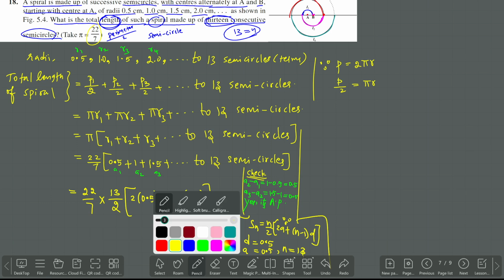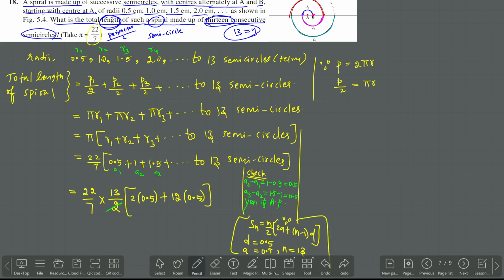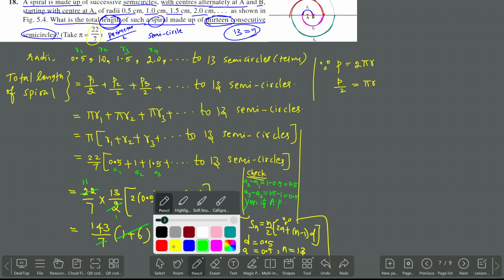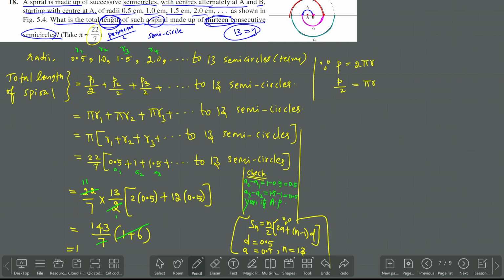So is anything possible to cancel, children, here? 1 times how many? 11. So what is the number I'm getting? 11 into 13, 143. 13 divided by 2... 2 into half is 1. Very good. 2 into half 1. 12 into half 6. Then 1 plus 6, then we can cancel this. 1 plus 6 is 7. Then what answer am I getting? 143 centimeter.